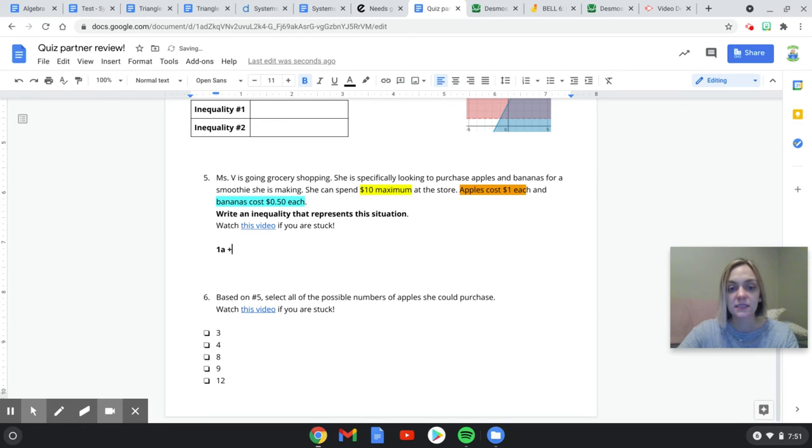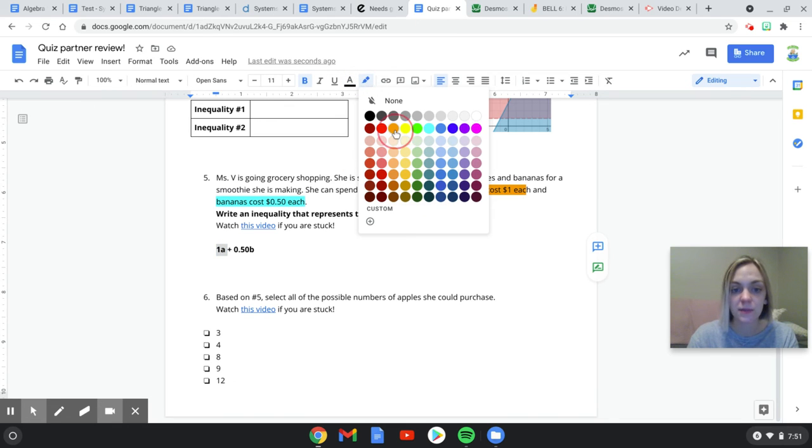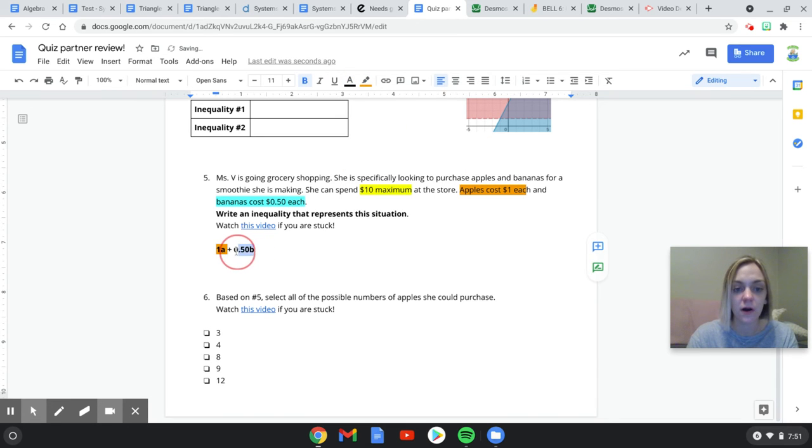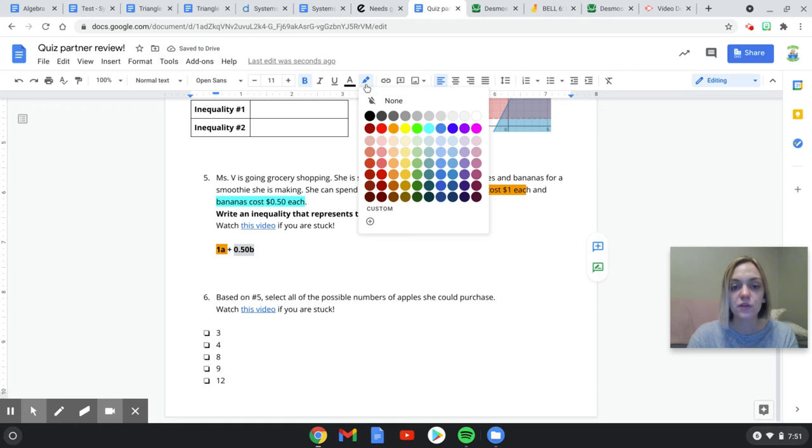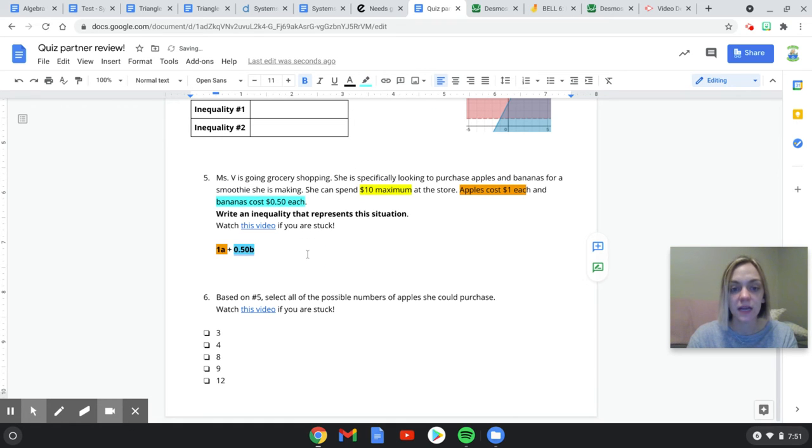For bananas, I'm adding how much the bananas and apples cost, and they're 50 cents each. So I'm going to put 0.5, and then I'm going to use B to represent bananas. Hang on a second. I'm going to color code this just to make it a little bit easier to follow along. So I have my two pieces of this inequality.